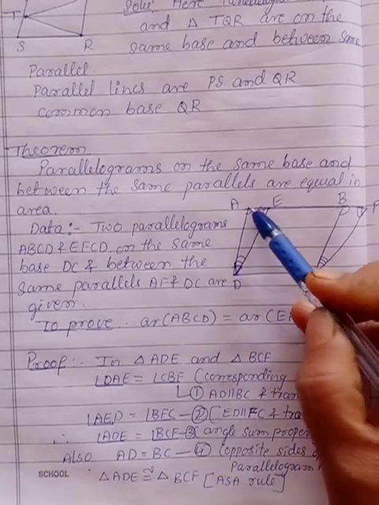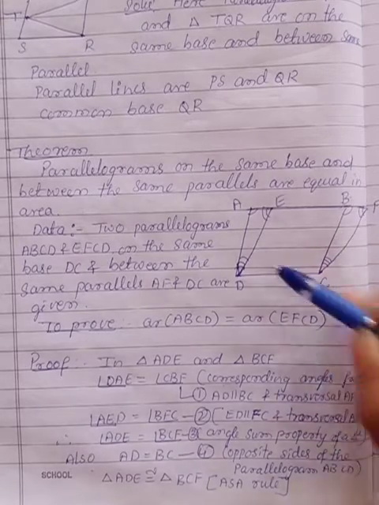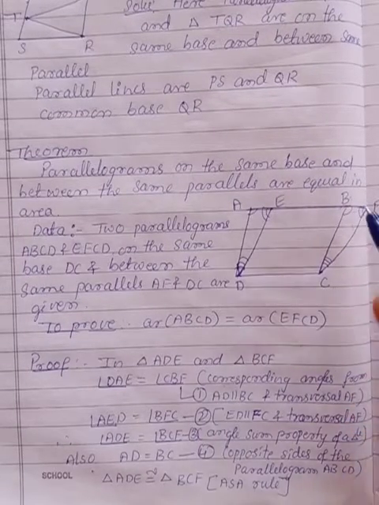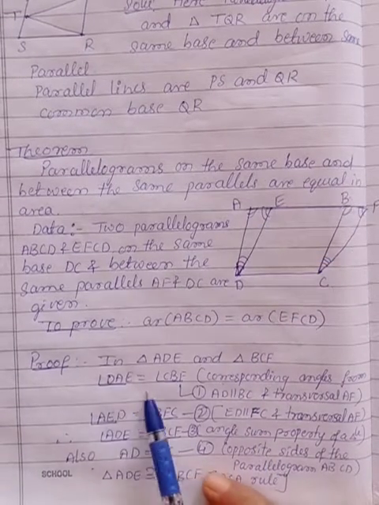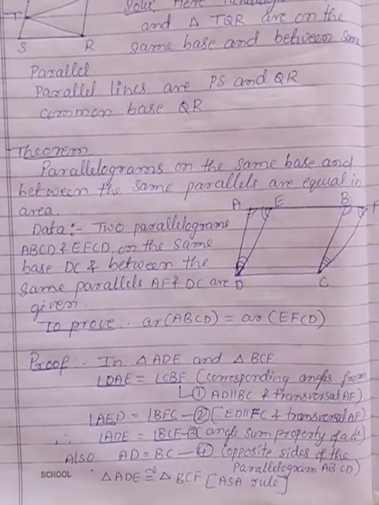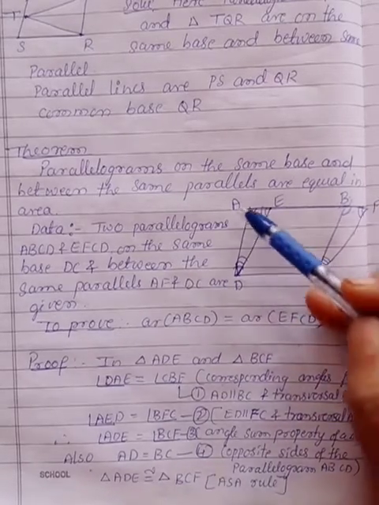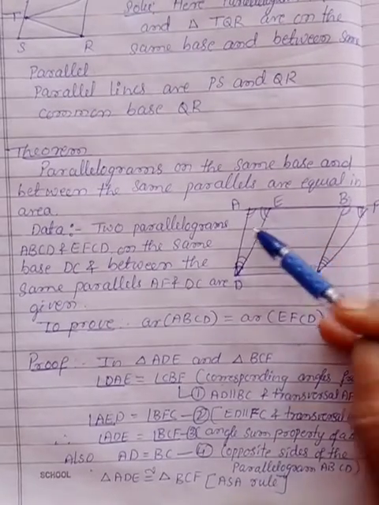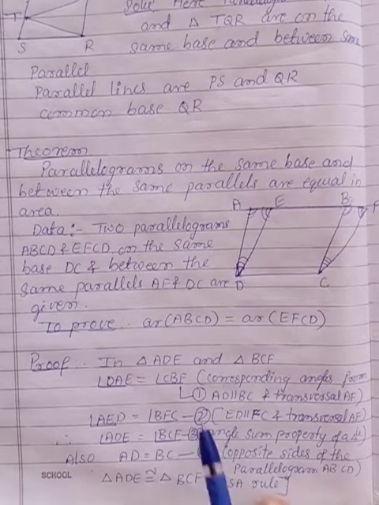So in the proof part, let us go with the triangles ADE and BCF. We know that it is a parallelogram and AF is a transversal. At that time these will be the corresponding angles. That is the first thing I wrote: DAE is equal to CBF, corresponding angles, because AD is parallel to BC and AF is the transversal. In the same way, AED will be equal to BFC. There also, ED is parallel to FC and AF is the transversal. Call it 2.